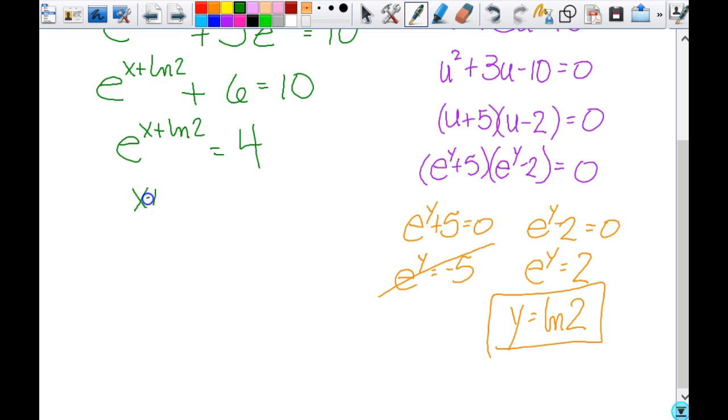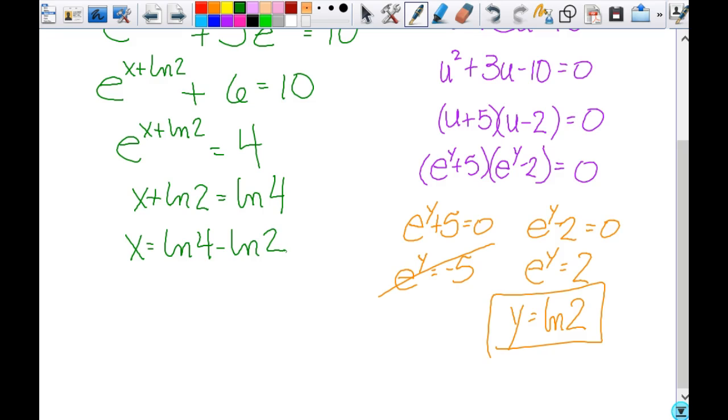So I'll get x plus the natural log of 2 equals 4. Oh, the natural log of 4, sorry. Because I got to take the natural log of both sides. So x equals the natural log of 4 minus the natural log of 2.